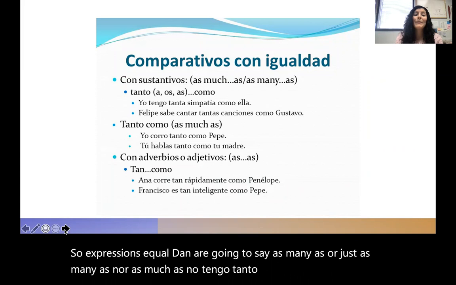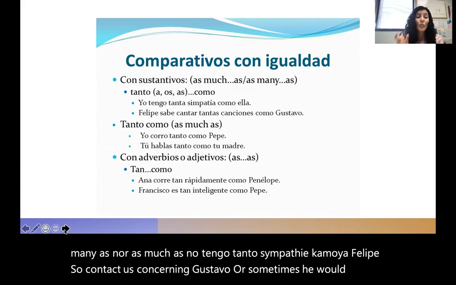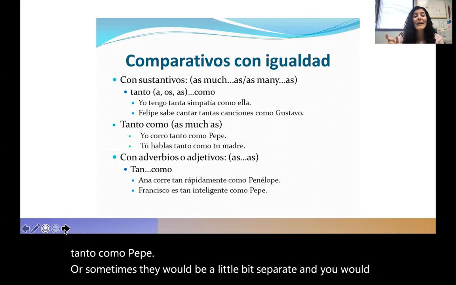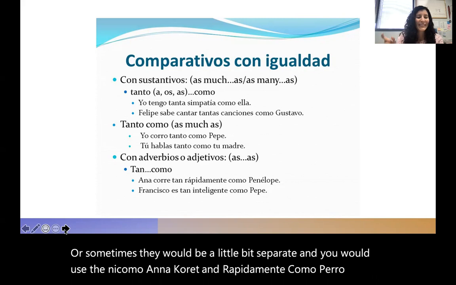Or sometimes you would use them together as one, like tanto como. Yo corro tanto como Pepe, tú hablas tanto como tu madre. Or sometimes they would be a little bit separate and you would use tan como. Ana corre tan rápidamente como Penélope, perdón. Y Francisco es tan inteligente como Pepe.